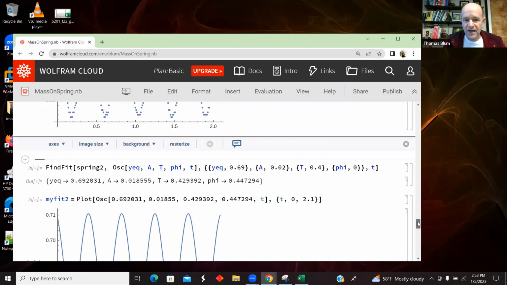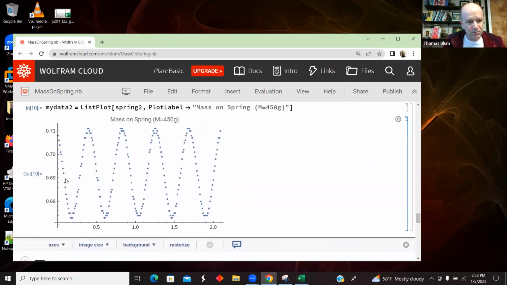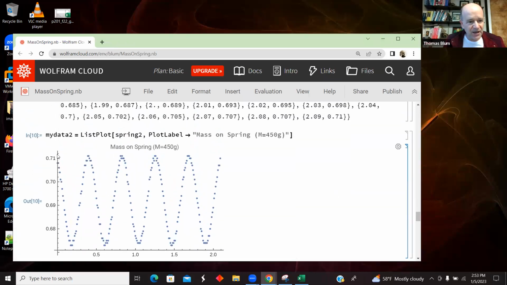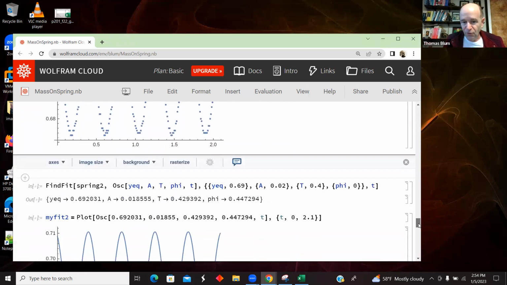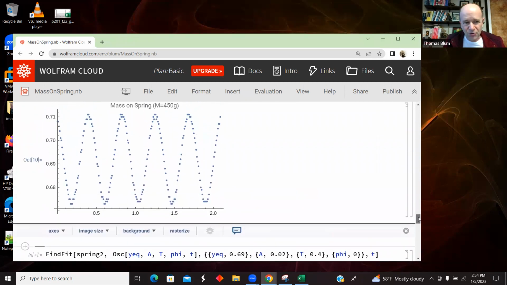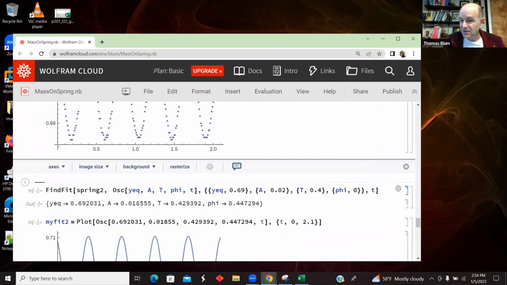Do the fit again. This time we see the equilibrium is around 6.9. The amplitude is still about 2 centimeters. The period, I'm counting 1, 2, 3, 4, which is about, I don't know, I'll say 1.6 very roughly, and then divide that by 4. So 0.4, that's where this came from. And again, it's starting close to a maximum, so I'm saying the phase is 0 to start off with.